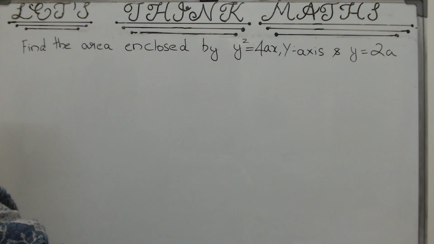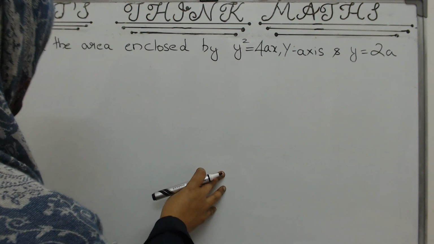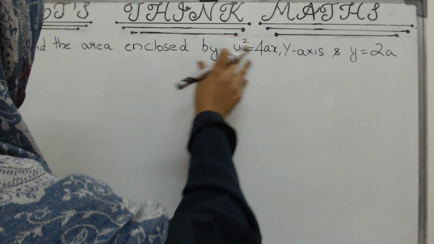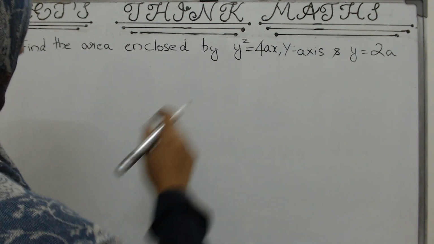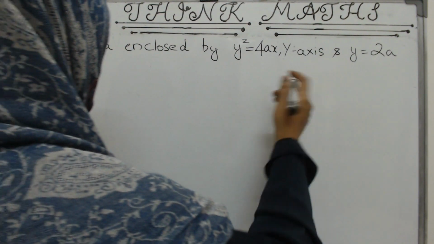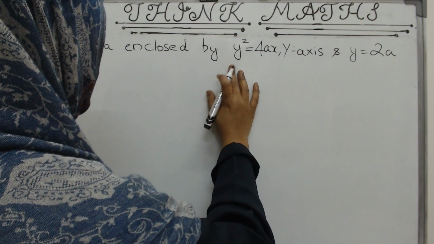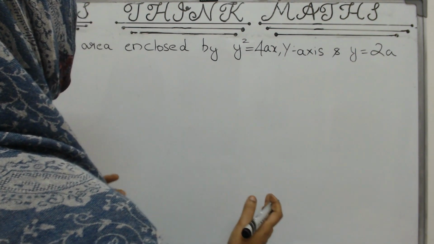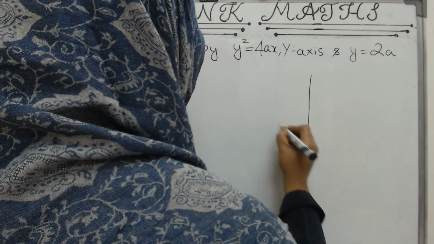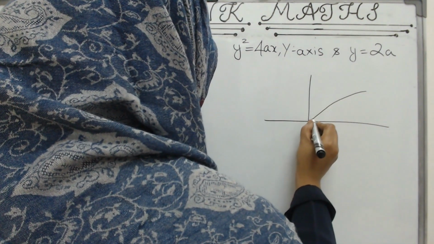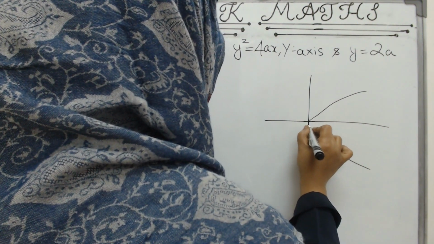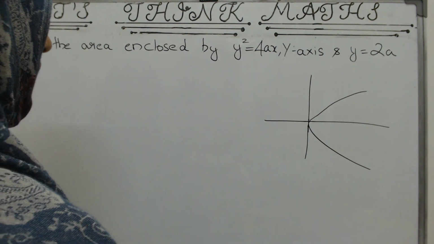The last question, our curve was what? It was an ellipse, and we were dealing with the x-axis. Here we will deal with the parabola and the area enclosed by it with the y-axis. Let us first draw the parabola. Clearly its vertex is at the origin and it opens rightward because it is y square is equal to 4ax. If it was y square is equal to minus 4ax, it will open leftward. So this is how your parabola will look.